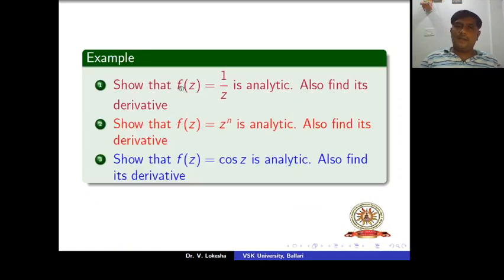These are some examples related to analytic functions. Show that f(z) = 1/z is analytic, also find its derivative. Show that f(z) = z^n is analytic, also find its derivative. Show that f(z) = cos z is analytic, also find its derivative. Simply we can say that the derivative of 1/z is -1/z², the derivative of z^n is n z^(n-1), and the derivative of cos z is -sin z. You can do it yourself.